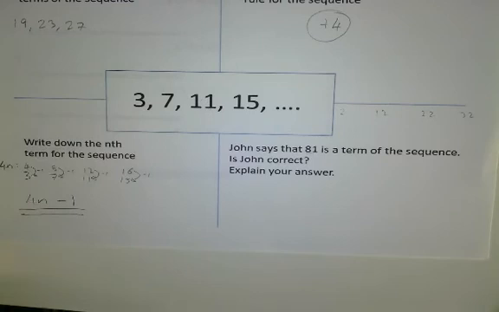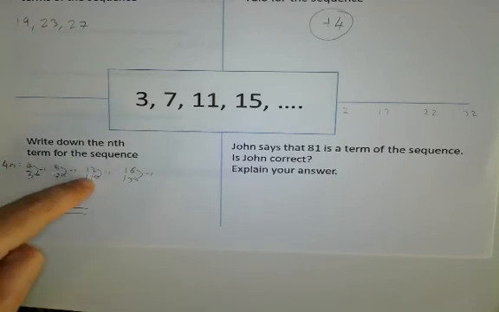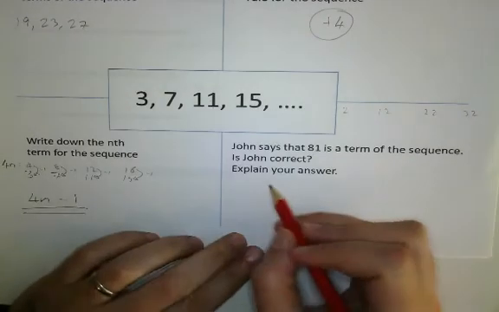You can either continue the sequence right the way on to see if we hit 81, or we can use the nth term. Because remember, what this means is that when n is 1, we'll get the first term. When n is 2, we'll get the second term. When n is 3, we'll get the third term. So n would always have to be an integer.